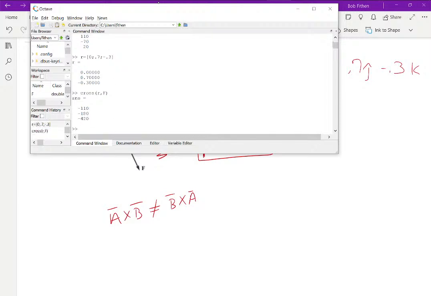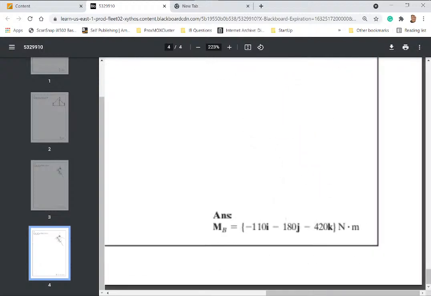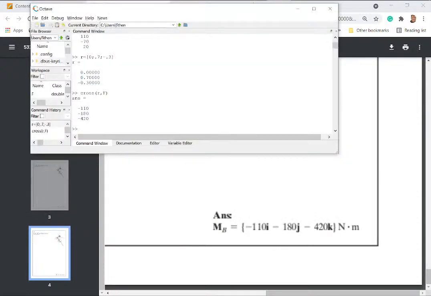And then you could just simply go back and hit that. Is that the correct value? Let's go see. Minus 110, minus 180, and minus 420. So essentially you can make use of this cross, C-R-O-S-S, in MATLAB, Octave, whatever you want to use. It's going to give you the cross product without you actually having to go through it.